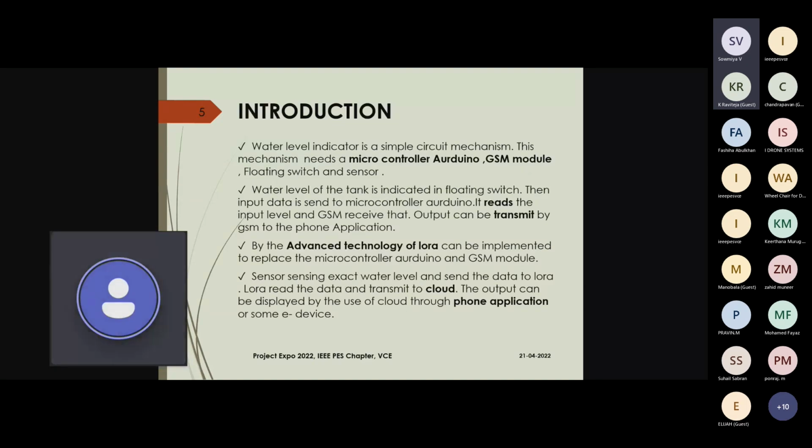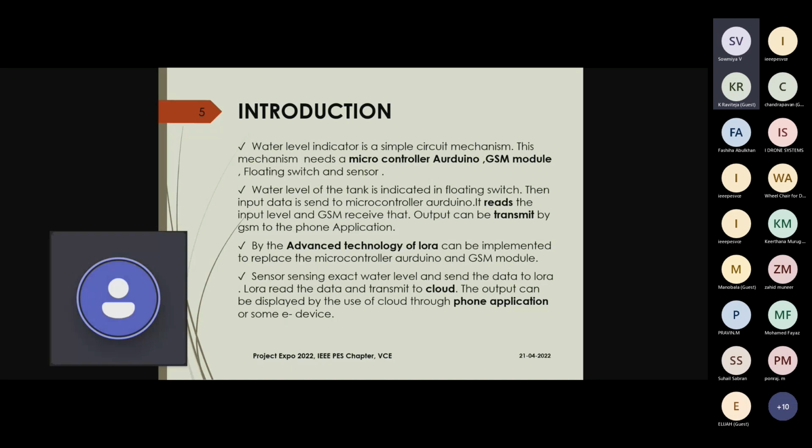This is the next slide, what we included. Introduction. Water level indicator is a simple circuit mechanism. This mechanism needs a microcontroller Arduino, GSM module, and floating switch and sensor. Water level of the tank is indicated by a floating switch. Then input is sent to the microcontroller Arduino. It reads the input level and GSM receives that. Output can be transmitted by GSM to the phone application.